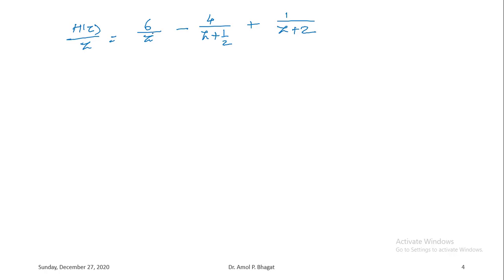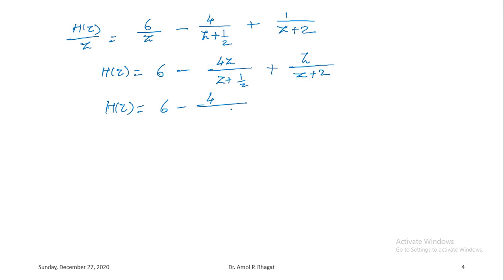Okay, now you can send this z on the right hand side, so you will get h of z, so this z will get cancelled, so it will be 6 minus 4z upon z plus 1 by 2 plus z upon z plus 2. Okay, now I can send this z in denominator, so this denominator will get multiplied with z inverse, so final h of z will be 6 minus 4 upon 1 plus 1 by 2 z inverse will be there, plus 1 upon 1 plus 2 z inverse will be there, right? So I have sent this z in denominator.